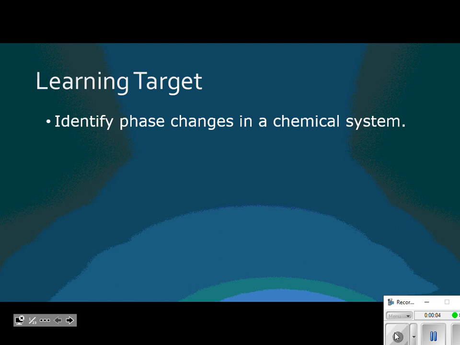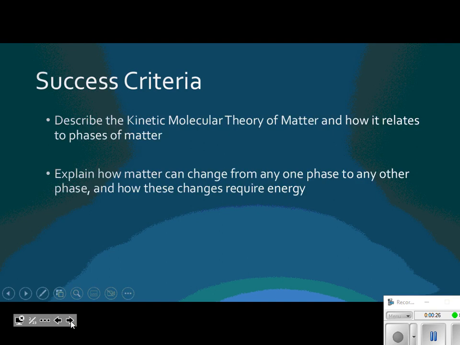Okay, our learning target for last night's video was to identify phase changes in a chemical system, and our success criteria is to describe the kinetic molecular theory of matter and how it relates to phases of matter, and to explain how matter can change from any one phase to any other phase, and how these changes require energy.